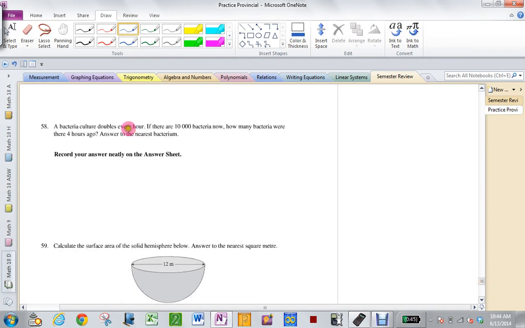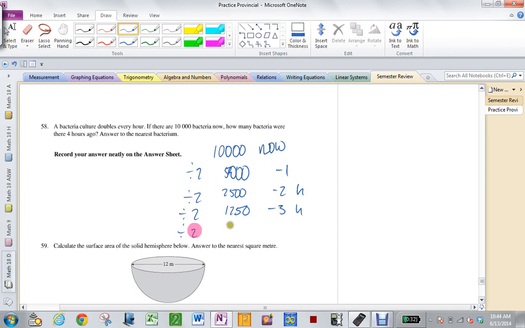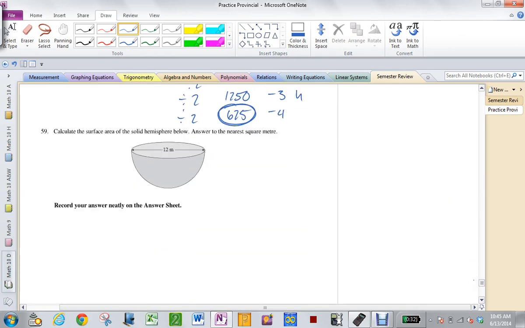Bacteria culture doubles every hour. There's 10,000 now. So that means 1 hour ago, divide by 2, there was 5,000. That's at minus 1 hour. Divide by 2, 2,500. That's at minus 2 hours. Divide by 2, 1,250. That's at minus 3 hours. Divide by 2, 625 at minus 4. And finally, 59. No, not quite finally.